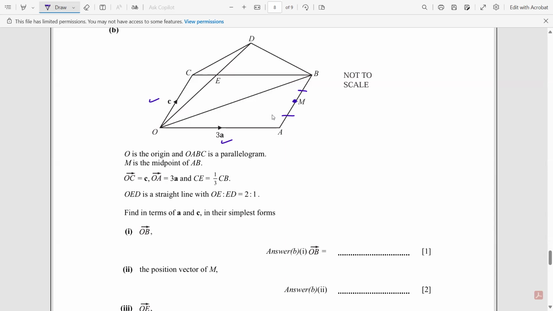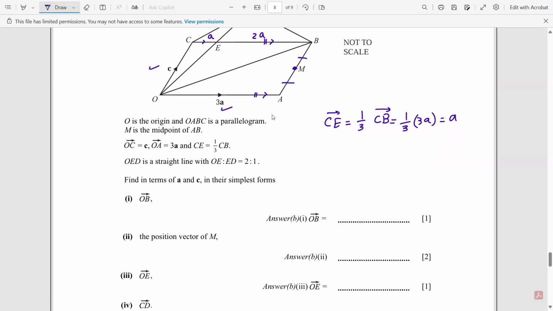CE is 1/3 CB. Look at this part. The CE vector is 1/3 of the CB vector. But the CB vector is the same as OA, two opposite and parallel sides of a parallelogram. So simply I can write 1/3 times 3A, which is A. So this vector CE is simply A, okay? And the remaining part is 2A, because the whole CB is 3A, the same as OA. Two opposite sides, as I told you, of a parallelogram.